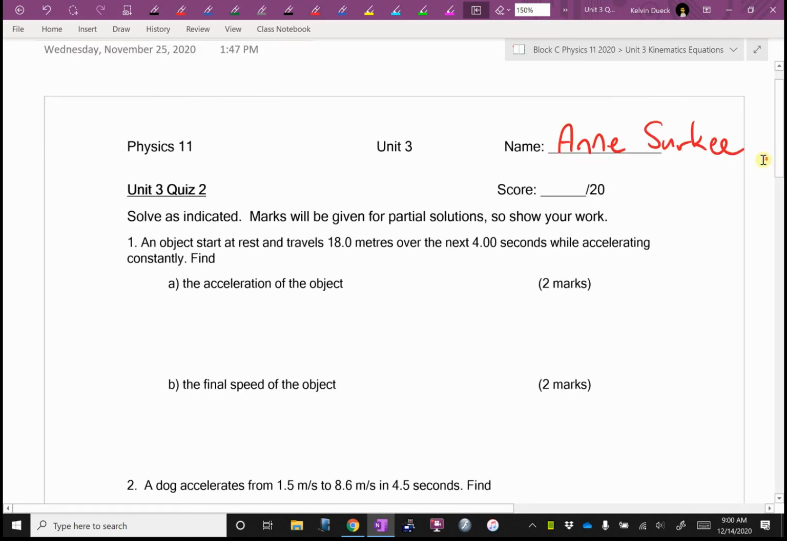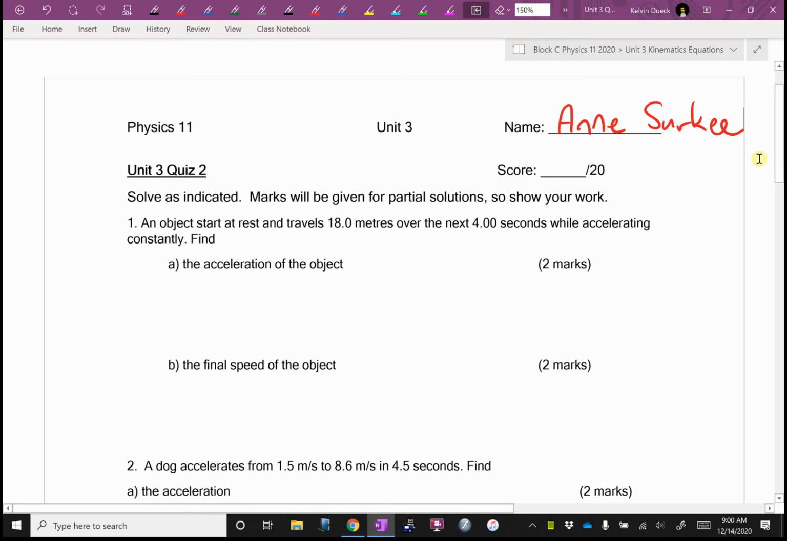Solve as indicated. Marks will be given for partial solutions, so show your work. After I did this quiz, I thought I should have left you more room because you kind of have to write small, but maybe not. It wants me to find the acceleration, so I said, okay, A equals question mark. Have I written something down? I feel better. I'm more relaxed.